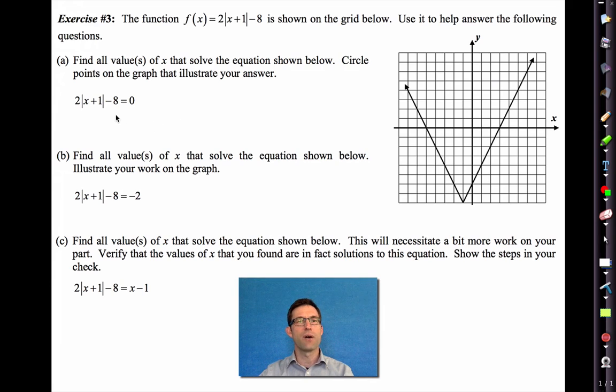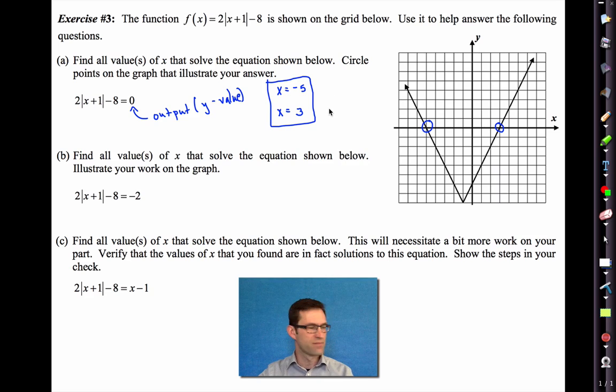So assuming that you don't know how to solve this algebraically, what it's really saying is figure out where the output of this graph, or the y value, is equal to 0. Well, that's right here and right here. So we can say 1, 2, 3, 4, 5. X equals negative 5 must be a solution to this equation. And 1, 2, 3. X equals 3 must be a solution. Boy, that looks awfully familiar based on the last problem. Not intended.